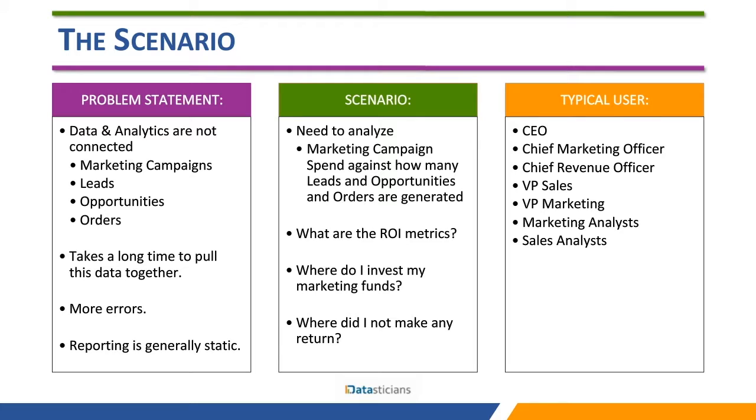So typical users for this, obviously the CEO would want to have this level of data because marketing dollars are very scarce in today's world, and they want to make sure that they're spending in the right places. The CMO, Chief Marketing Officer, and the Chief Revenue Officer both have the same intent to try and drive revenue. But obviously the VP of Sales and VP of Marketing are also very heavily invested in trying to understand what these metrics look like and where these are actually showing good positive results. So let me just move to the next slide.